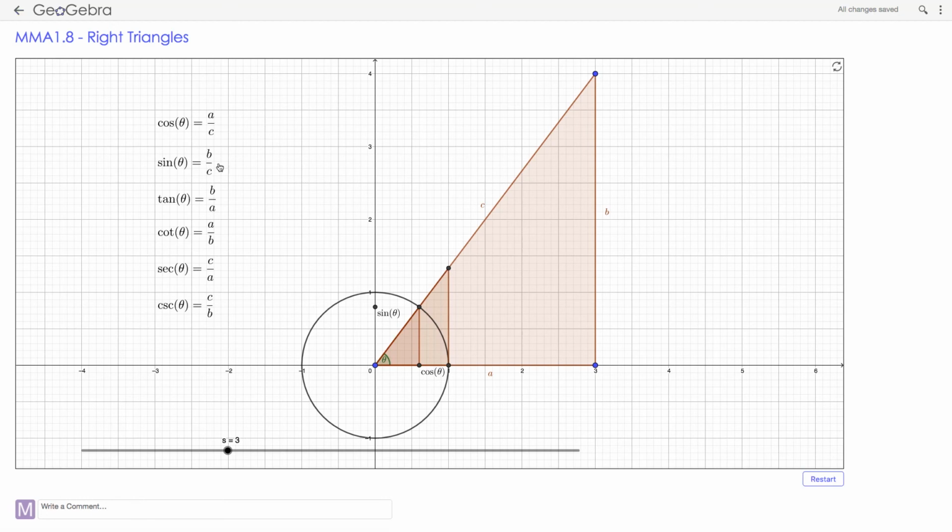But basically, all you need to remember is sine and cosine. Then you can always calculate tangent, cotangent, secant, and cosecant.